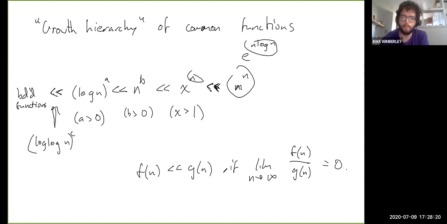If f and g both have to be positive, then this literally means that for a sufficiently large n, g of n will be not only bigger than f of n, but bigger by any factor that you want. You can find n such that g of n stays greater than 10 times f of n. You can find n so that g of n stays greater than 100 times f of n or whatever, right? Any multiple actually, you can make g of n be bigger than f of n by that multiple.